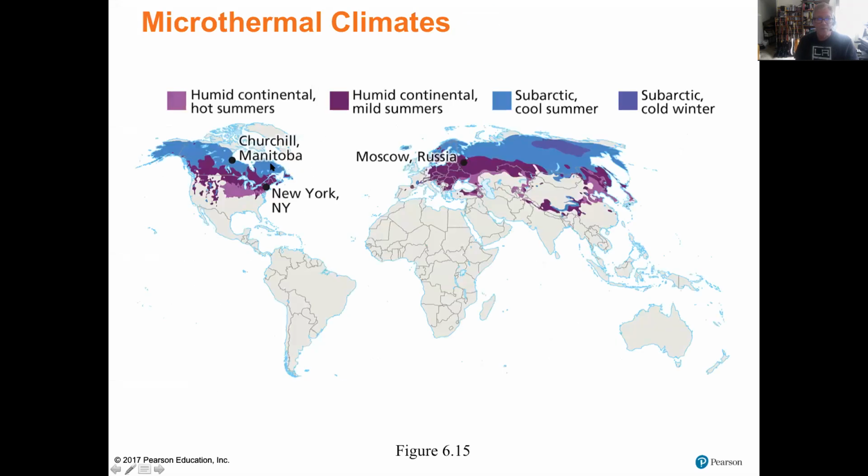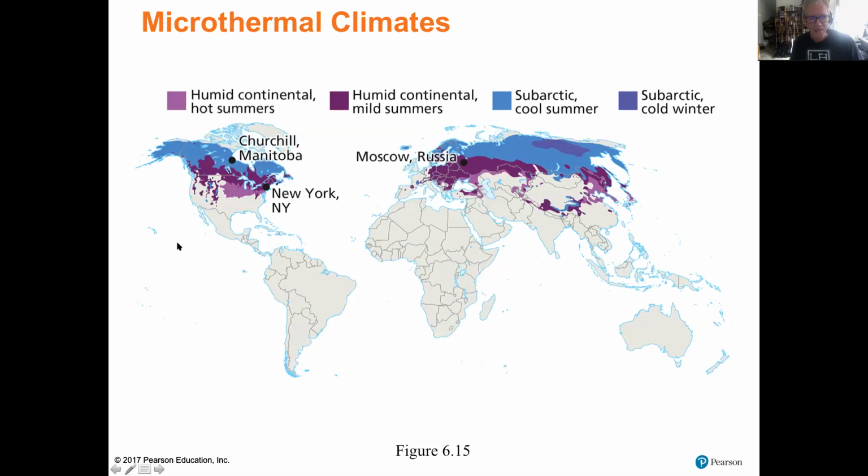So humid continental hot summers, so you get months that are hot in some cases here in this part of the United States and over here in Europe and Asia. Then you get mild summers as we get a little further up in latitude: southern Canada, parts of Russia, most of Europe. And then this color blue here is your subarctic, where you get very cool summers, and then subarctic where you get cold winters, where almost all the months are below freezing. But you do get a summer season.